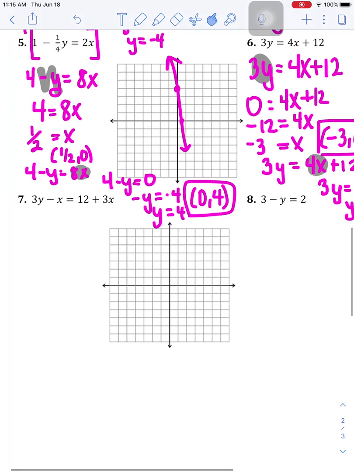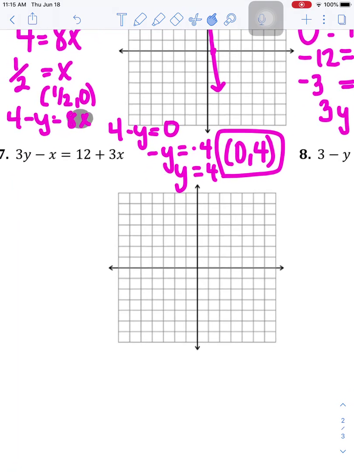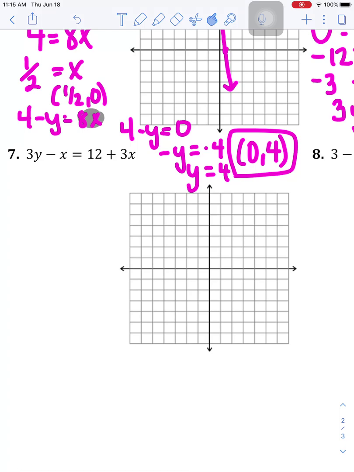All right, number 7. Now, if you look at number 7, this one's a little bit different. You should recognize that not only do you have an x and a y, but you have two x's. So sometimes in a situation like this, it's always easiest to combine like terms before you go ahead and solve for those intercepts.